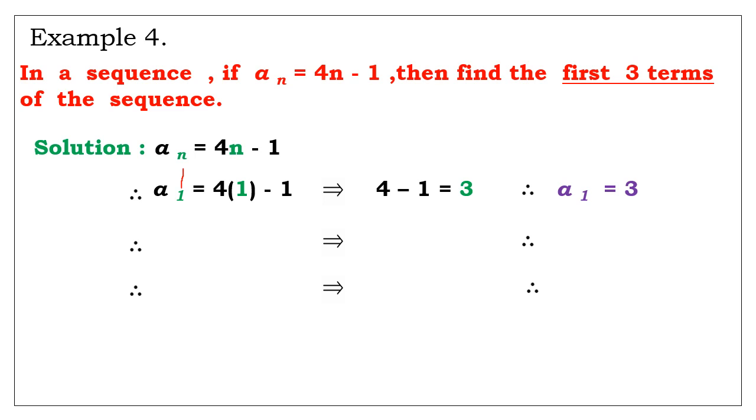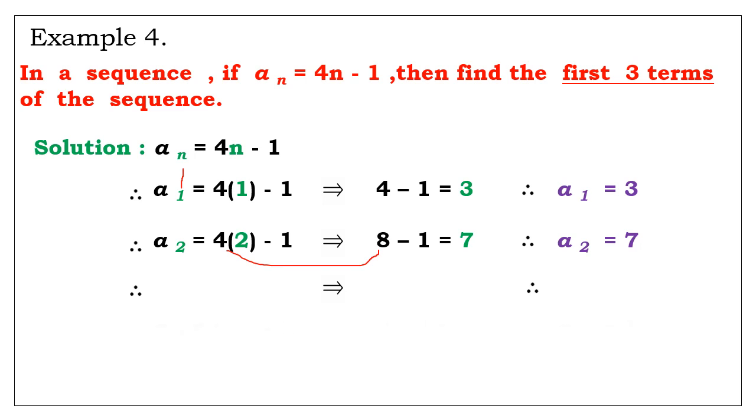Now in the second step apply n value is 2. Therefore a2 equals 4 of 2 minus 1. Now multiply, 4 2s are 8, minus 1 as it is. Now subtract 8 minus 1, the result is 7. Therefore a2 equals 7. That means the second term of the sequence is 7.